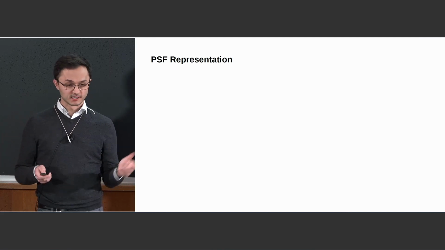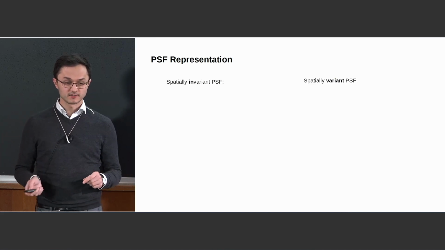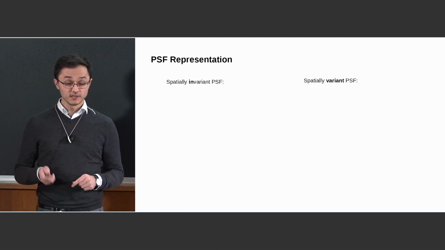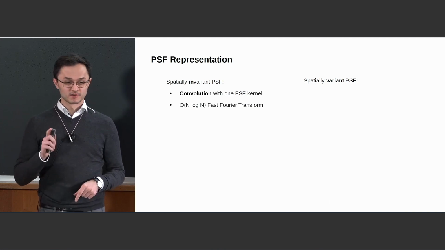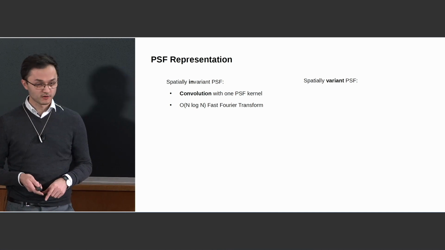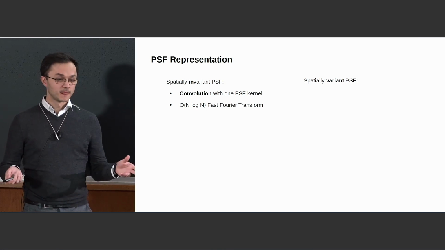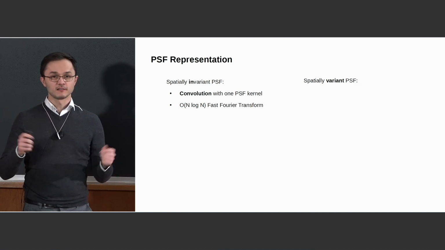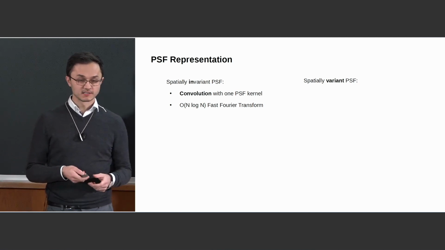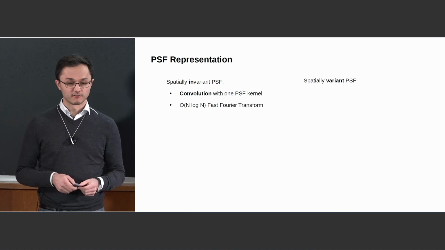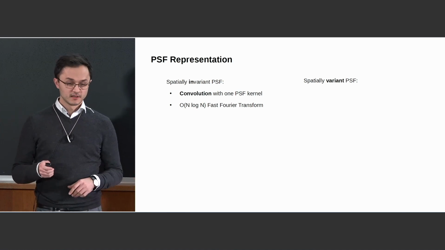So there are, as I said before, these two categories of PSFs, the invariant ones and the variant ones. For the invariant ones, we don't have a problem because they're just a convolution with one PSF kernel, and basically it's a fast Fourier transform. So you go to Fourier space, you multiply, you go back.